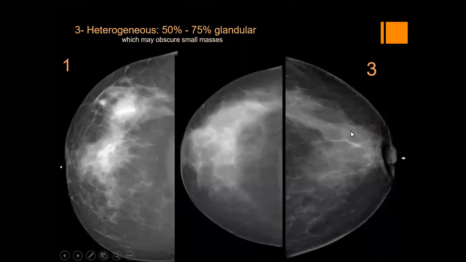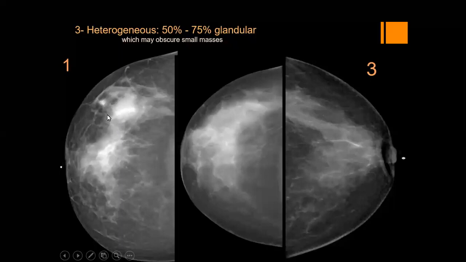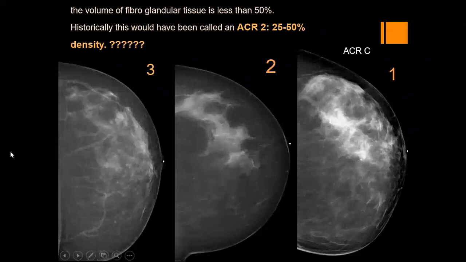And if you look at this one, it's supposed to be heterogeneously dense, between 50 to 75%. But look at this: the attenuation effect of the parenchyma is less. It is less dense than the same amount here. And for this, even though it is less than this, it is patchy in certain areas. It is denser and more complex. So there are many factors rather than just the percentage or volume of the parenchyma within the breast.